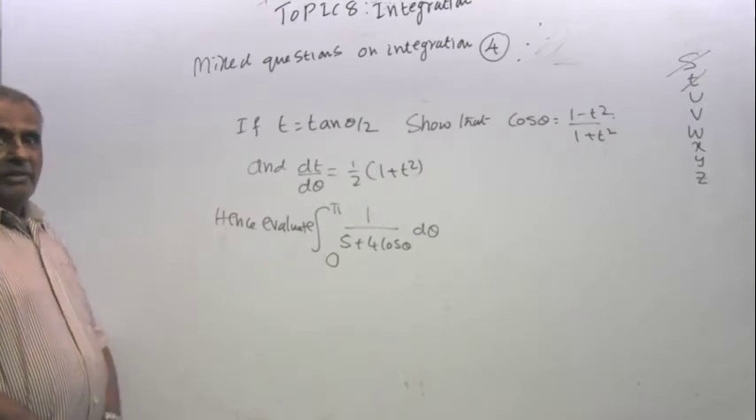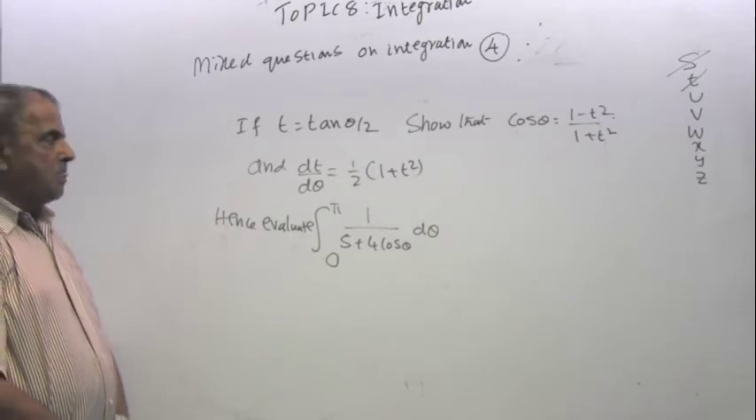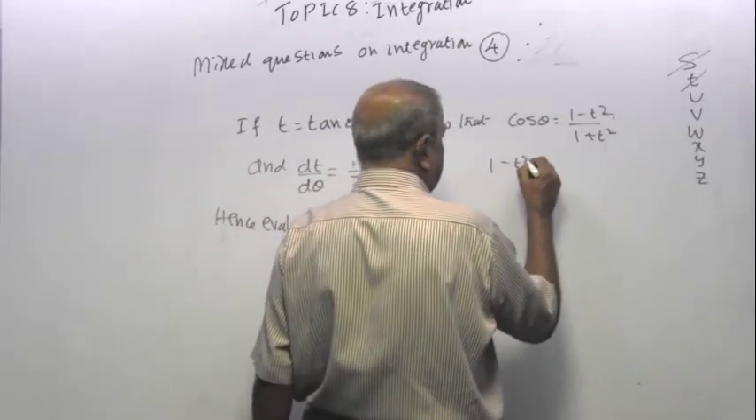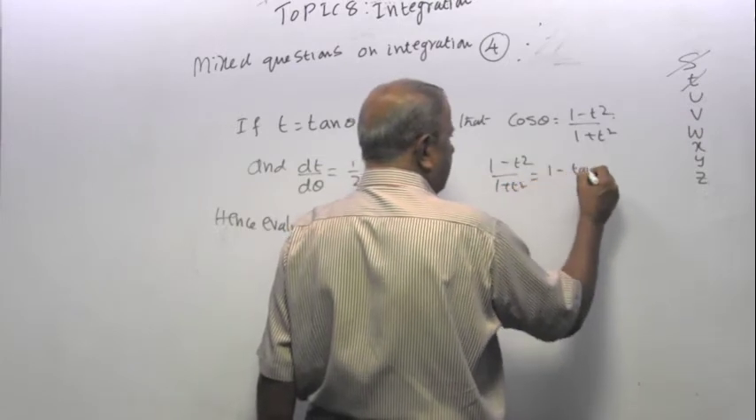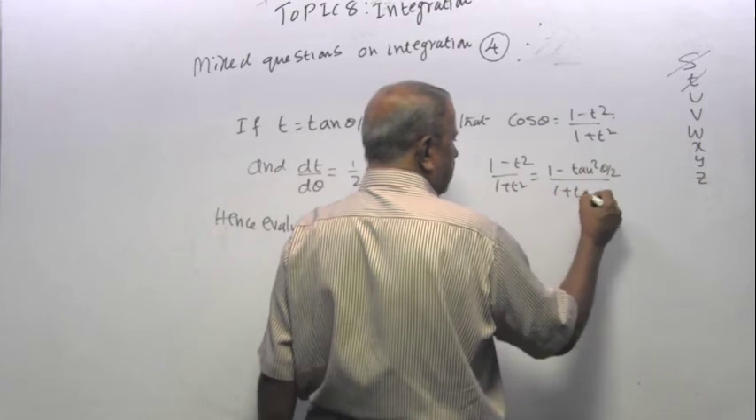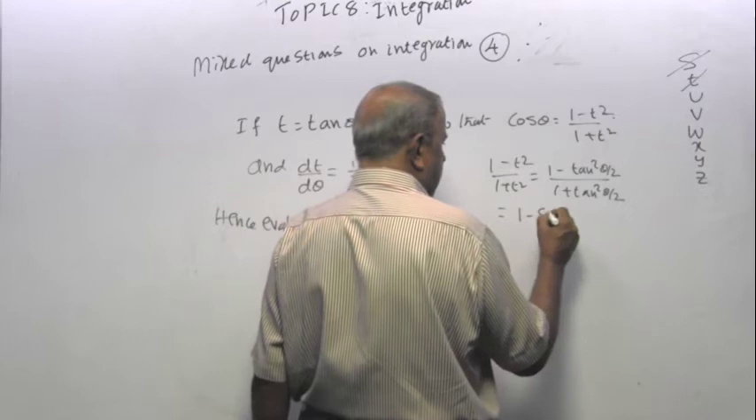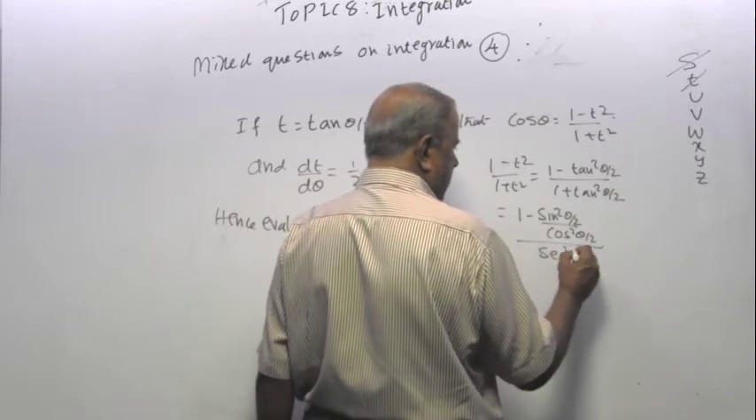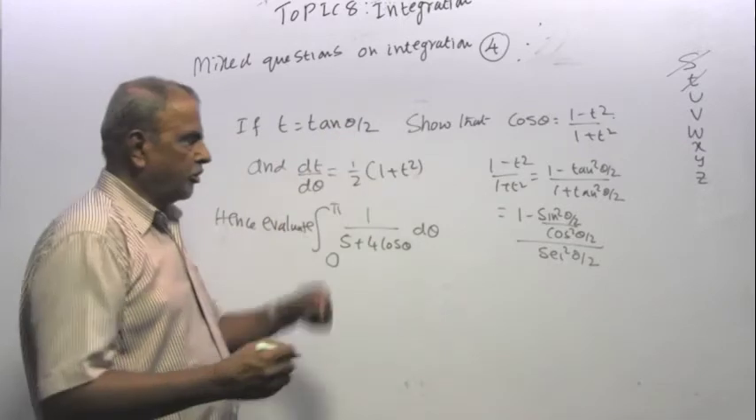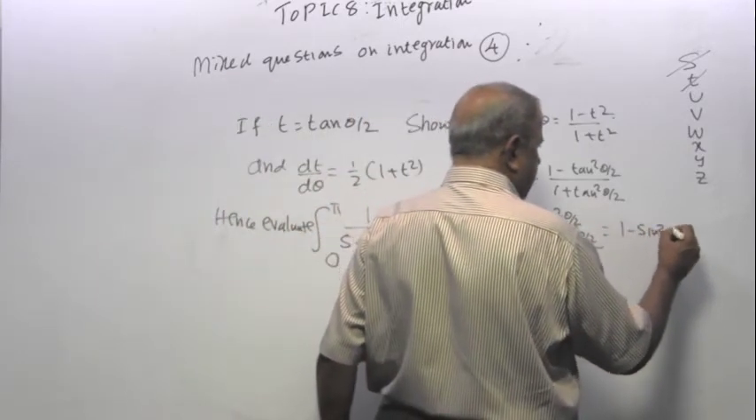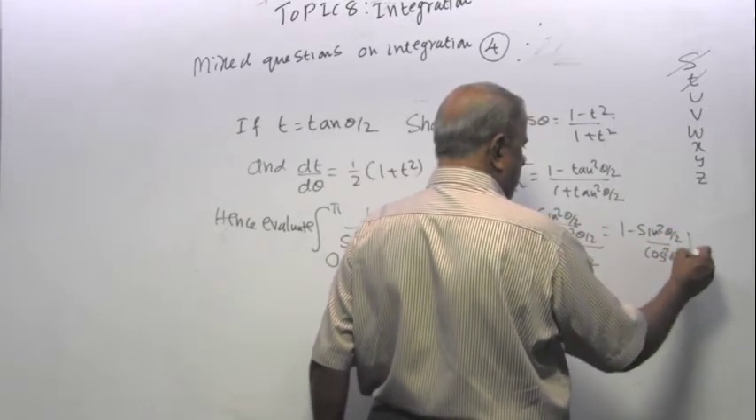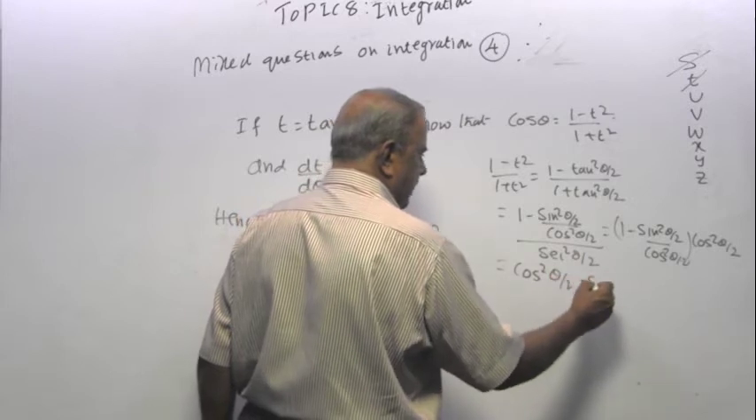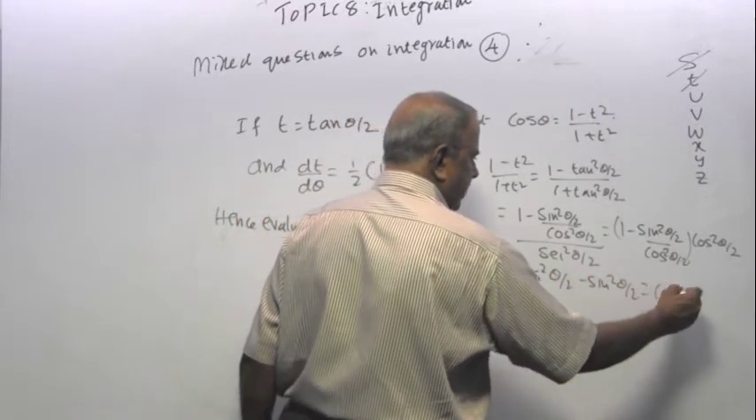Where's the link? It's in your Excel for the maths, Core 2. Otherwise, let's start here. Cos theta is (1 minus t squared) over (1 plus t squared), which is 1 minus tan squared theta over 2 divided by 1 plus tan squared theta over 2. That is 1 minus sine squared over cos squared, divided by sec squared theta over 2. 1 over sec is cos, so it is cos squared theta over 2 minus sine squared theta over 2, which is cos theta.